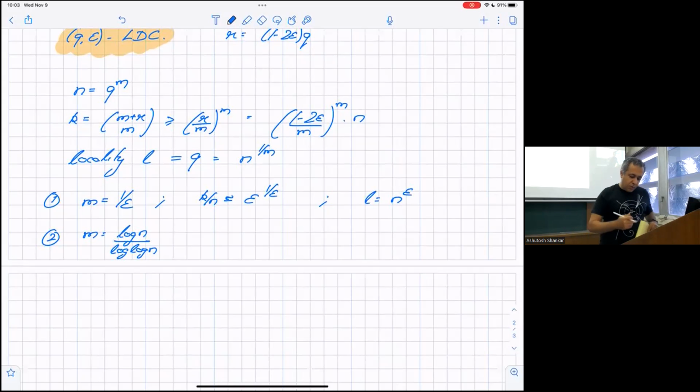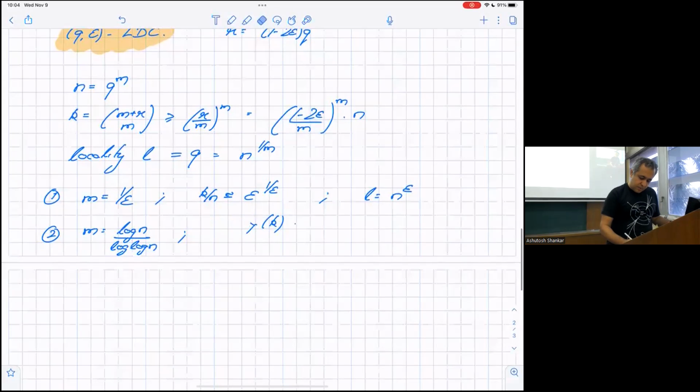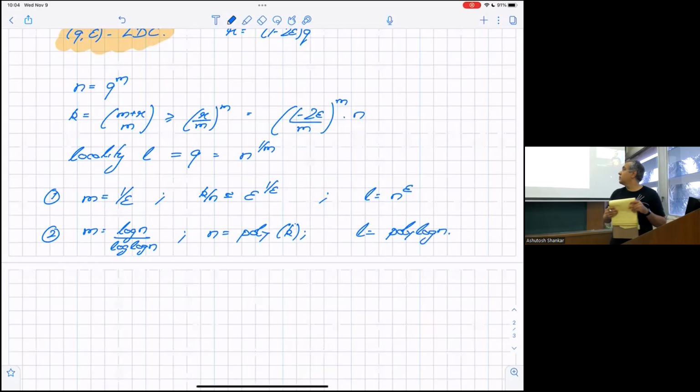Now I can make m even larger, not 1 over epsilon. I put it to be log n over log n. You can plug in the parameters and realize that for this setting, n will be poly k, so you get inverse exponential rate. And L, n will be poly k. And L can be made as small as poly log n. Then you just plug this and you can check that.